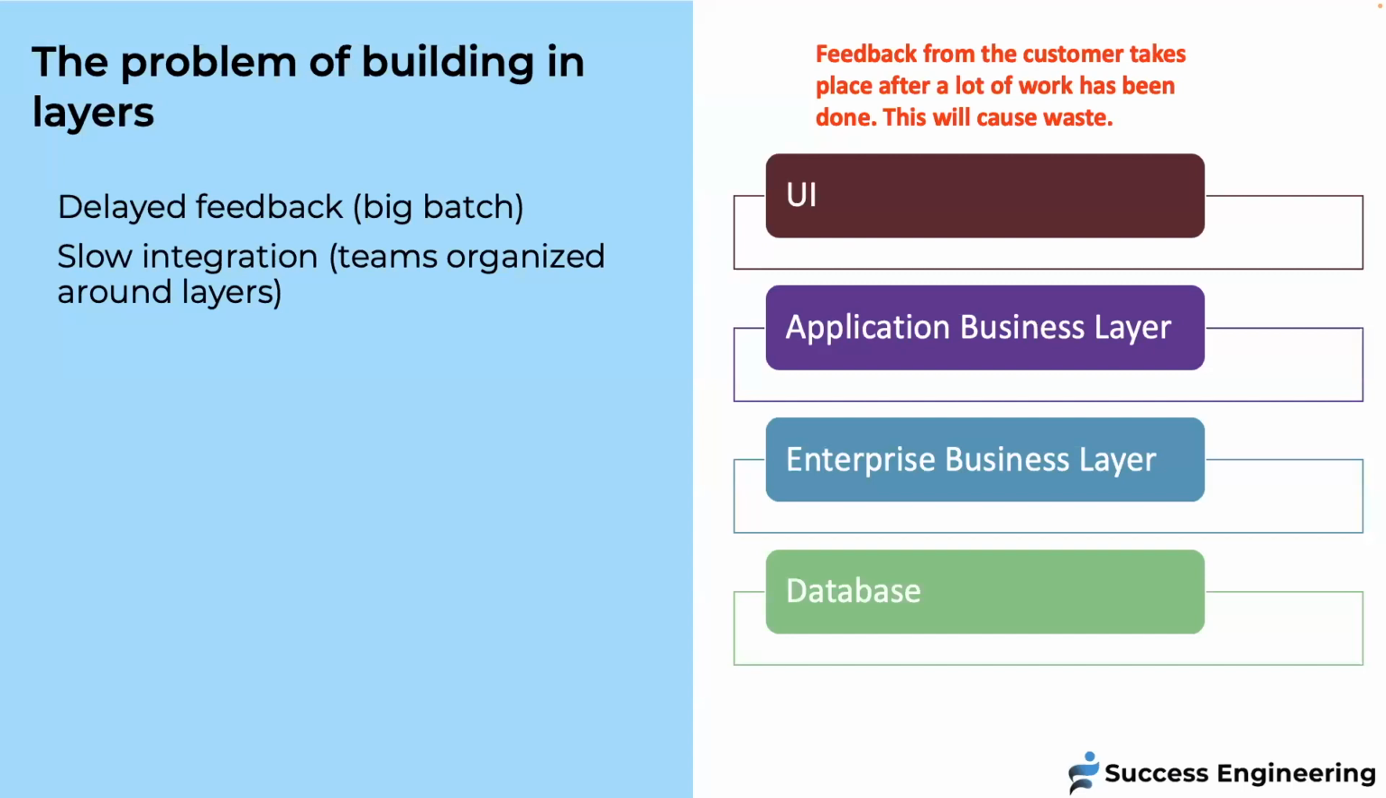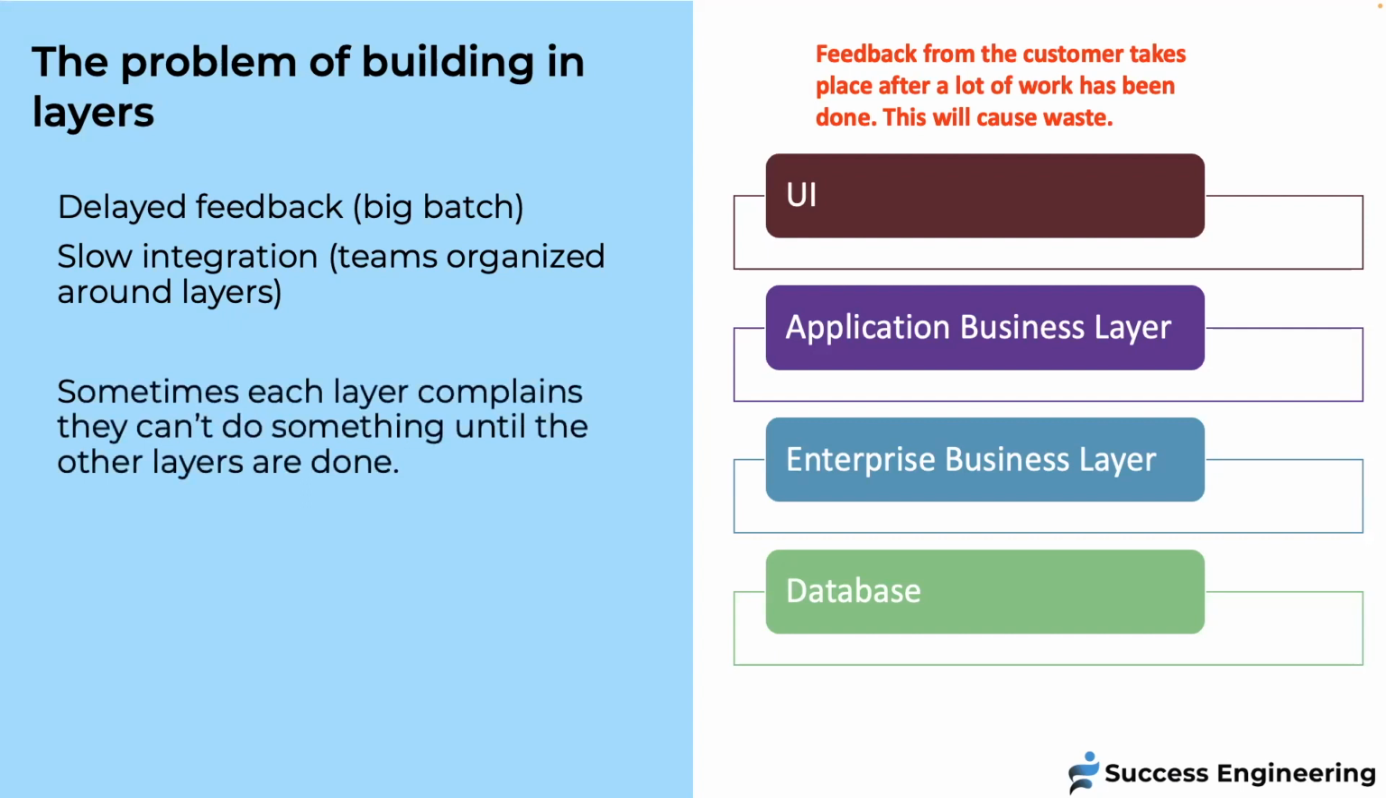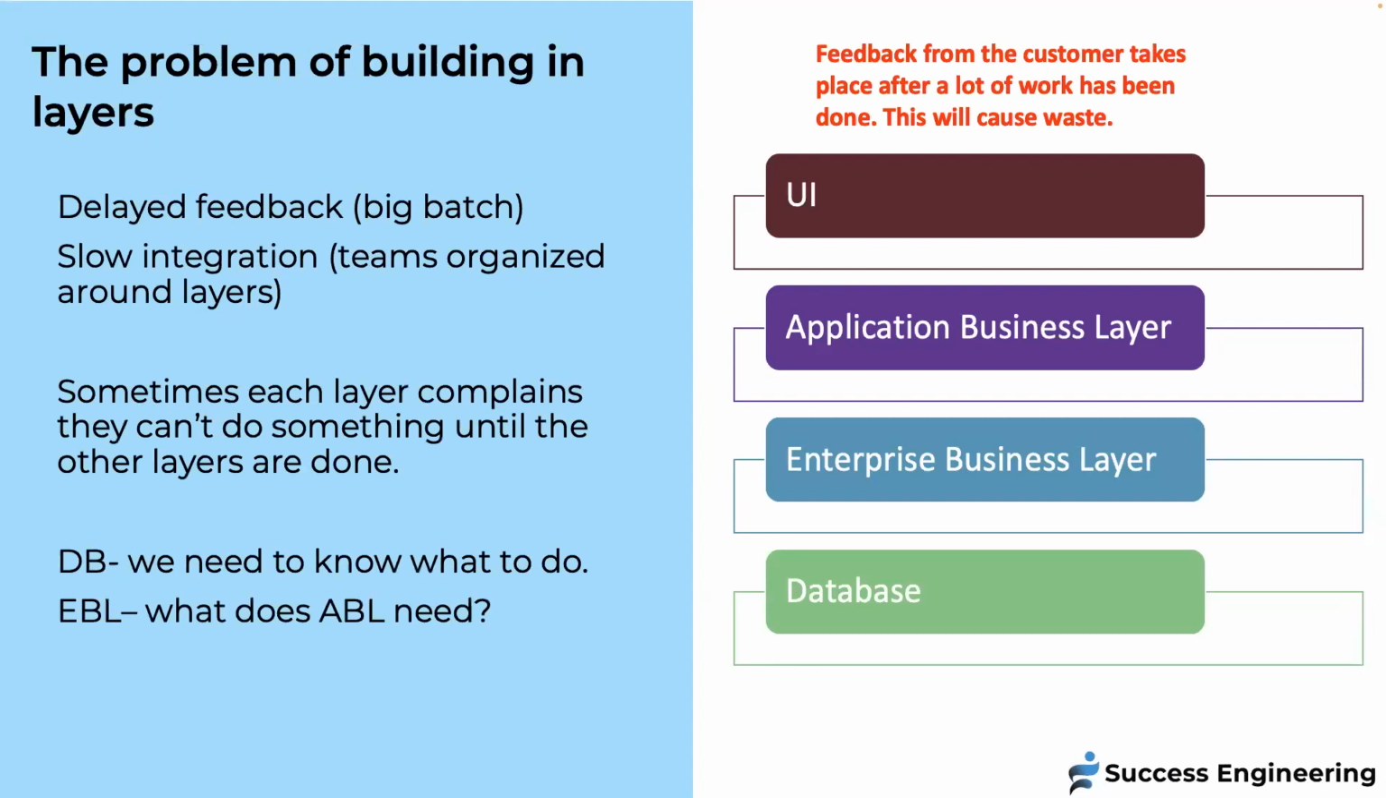So building like this is just a disaster because you get delays in feedback, but sometimes the layers complain they can't do something until the other layers are done. In other words, the database people say, well, we need to know what to do. We don't know how to build a database. You've got to tell us what we need. And the enterprise business layer says, well, gee, what does the application business layer need? The ABL asks, what's the UI? What's coming to us? In the UI, everybody's waiting for everybody else. And this is causing problems. So thinking about it as a whole is problematic to begin with.